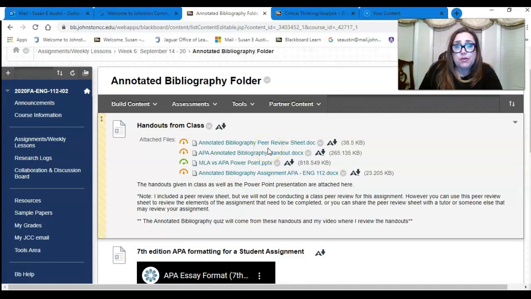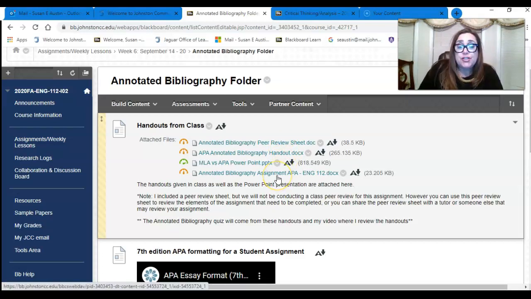I have given you a peer review sheet. We're not doing a peer review sheet or a peer review process for this. I have just given you that as a guideline for things that I'm looking for. If you do work with a tutor, or if a personal friend or someone wants to review your paper, that would give them an idea of what we're looking for. It also gives you an idea of what I'm looking for. I've broken down the assignment in that peer review sheet. It's a chart, and you could use it maybe as a check sheet as you work through the annotated bibliography.